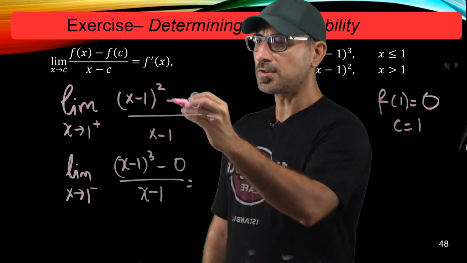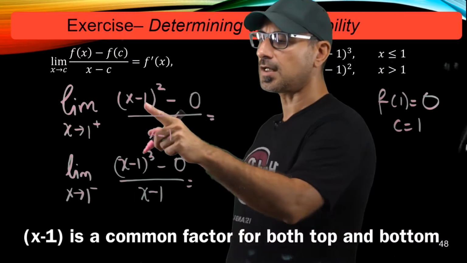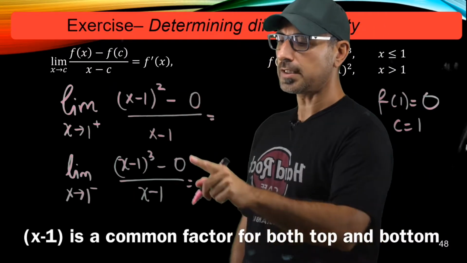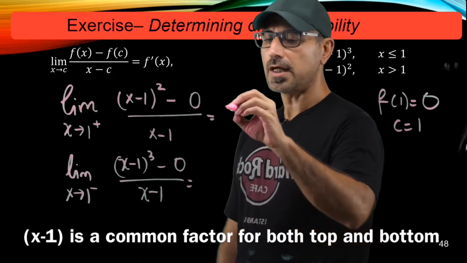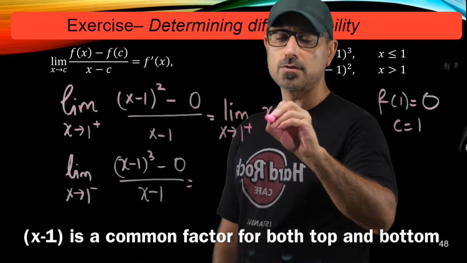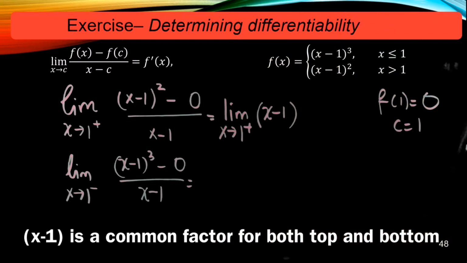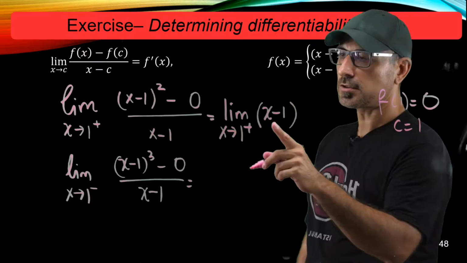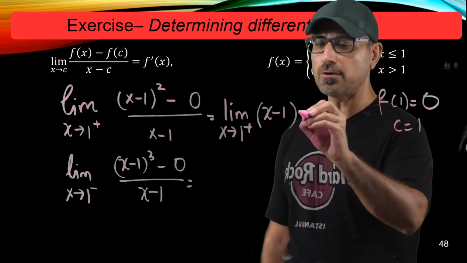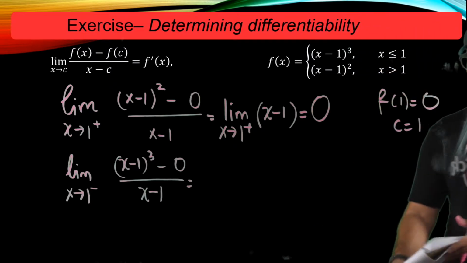So what we can do is simplify the top and the bottom if we can. In fact, since the top is (x minus 1) squared and the bottom is x minus 1, I can write this limit as just x minus 1, after dividing top and bottom by x minus 1. The limit is the function evaluation, so it turns out that the right limit is 0.